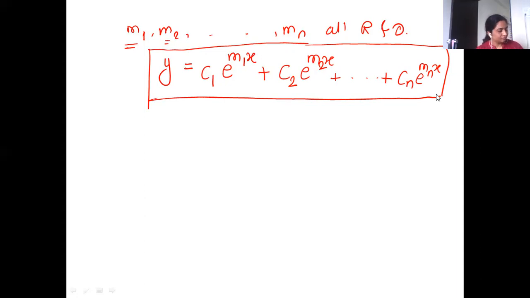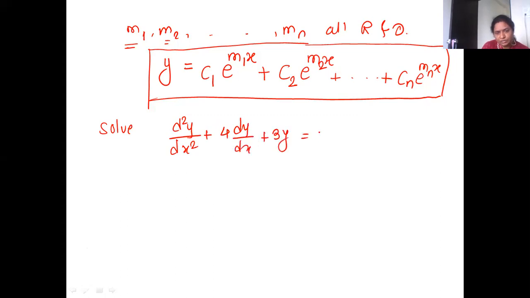Okay. I should take one example here so that you can understand. So the equation can be like, solve d2y by dx square plus 4 dy by dx plus 3y is equal to 0. So I have written it as dy by dx, right?